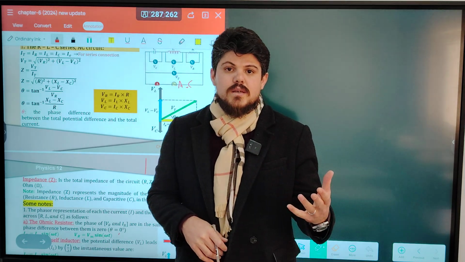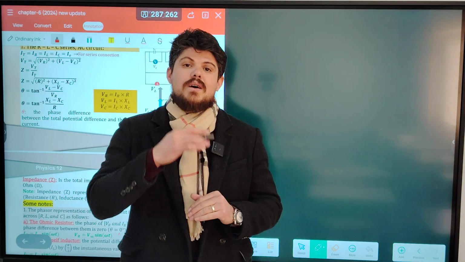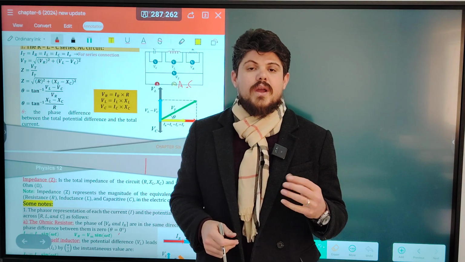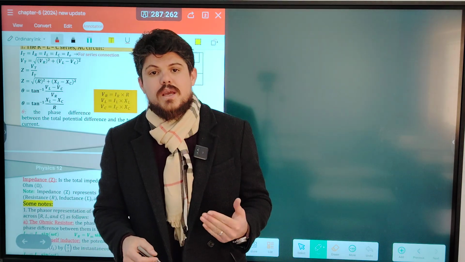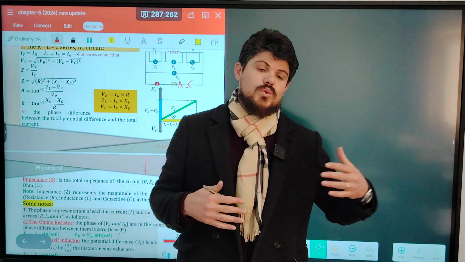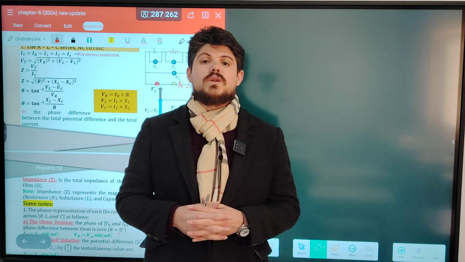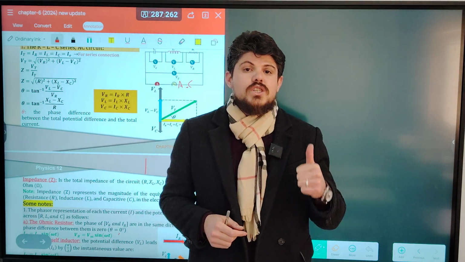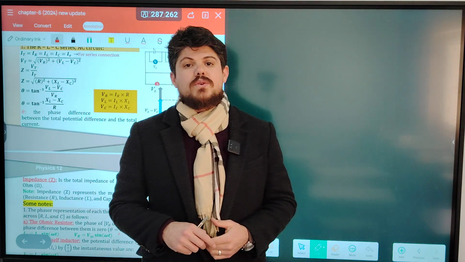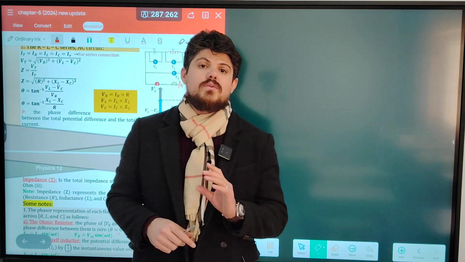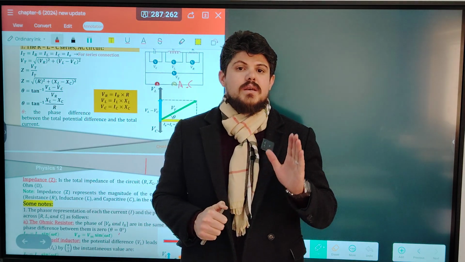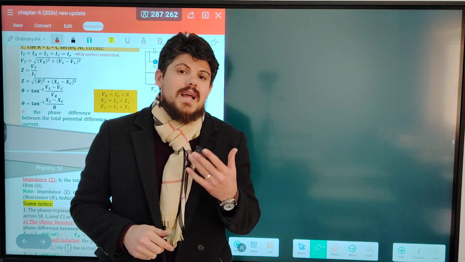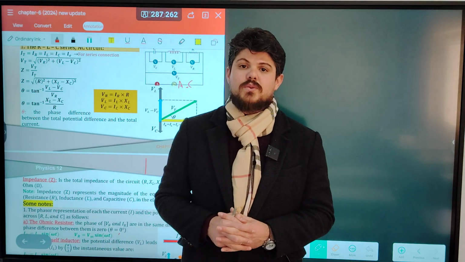But in pure inductance, if you have an inductance coil, instead of resistance we have impedance, the inductive impedance, which is XL. XL is equal to what? It is equal to 2 pi f L, depending on the frequency and the coefficient of self-inductance. In a pure inductance AC circuit, potential difference leads current by pi over 2. The phase difference between them is pi over 2. Or you can say current lags behind potential difference by phase pi over 2.